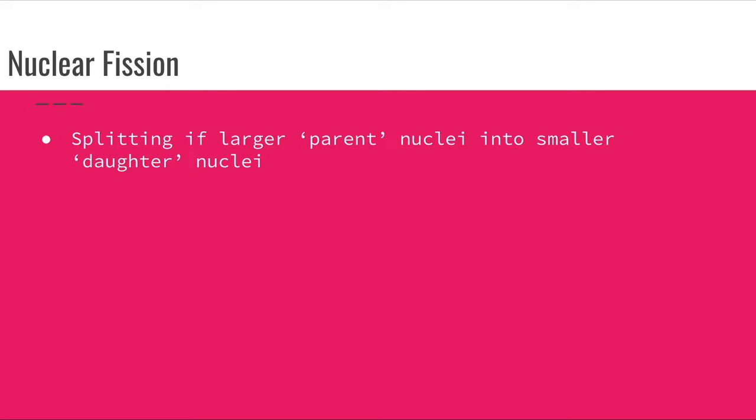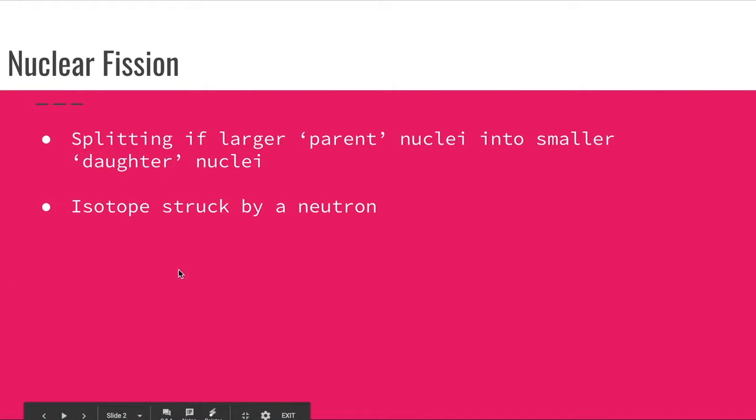So, nuclear fission. Nuclear fission is the splitting of larger parent nuclei into smaller daughter nuclei. So, large nuclei into smaller nuclei. And it is not the splitting of an atom. No, that will not get you a mark in the exam. It is the splitting of nuclei, which is the plural of nucleus.